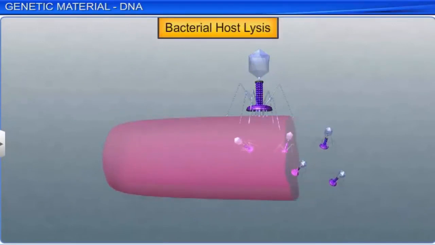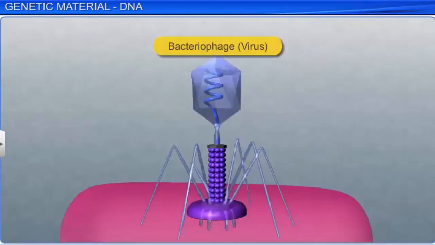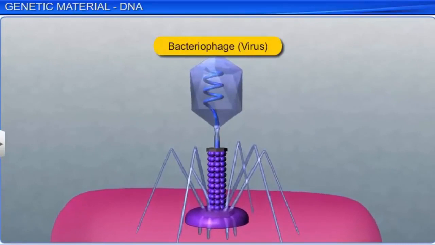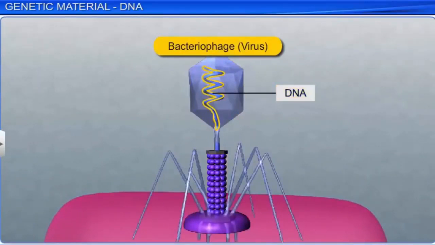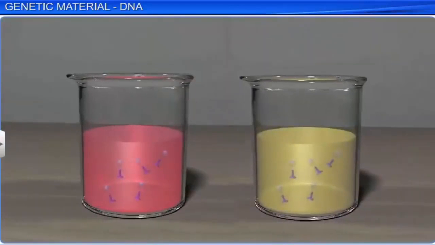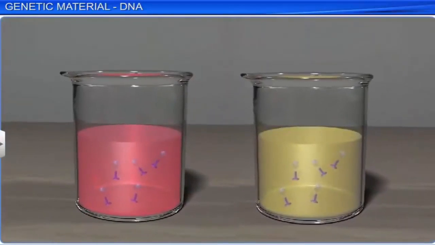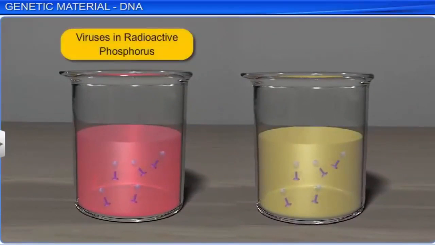Since Hershey and Chase wanted to find out whether it was protein or DNA from the virus that entered the bacteria, they grew these viruses on two different mediums, one with radioactive phosphorus and the other with radioactive sulfur.